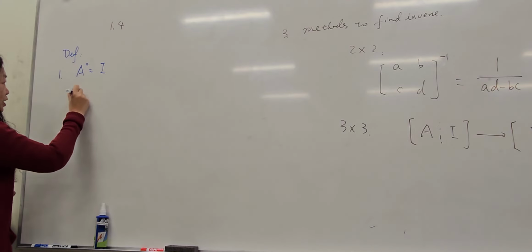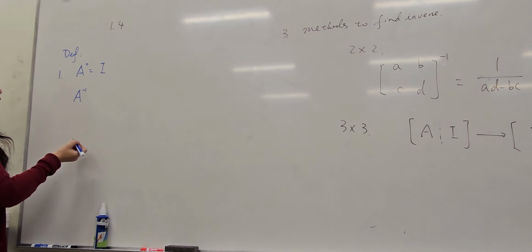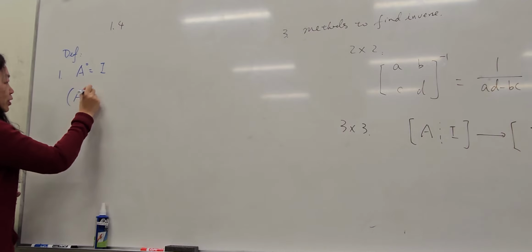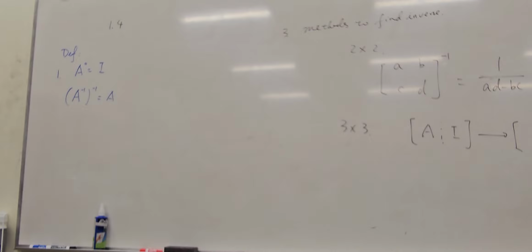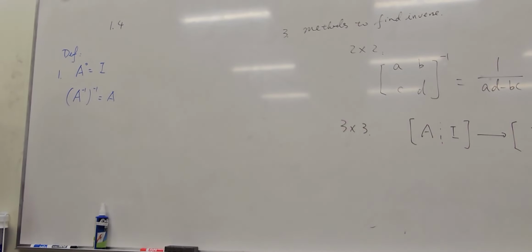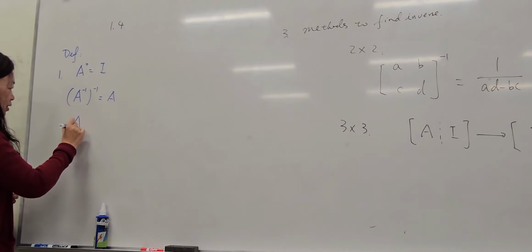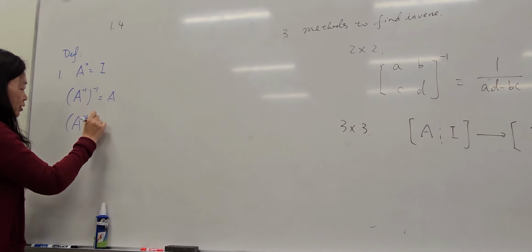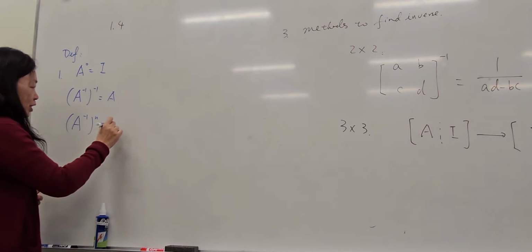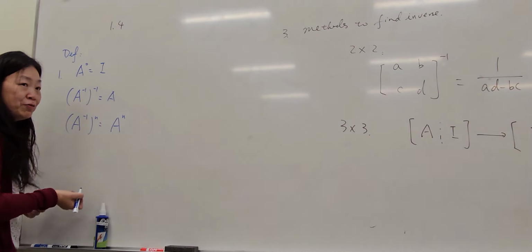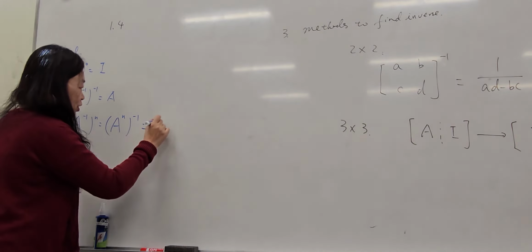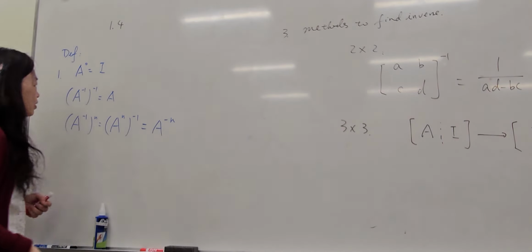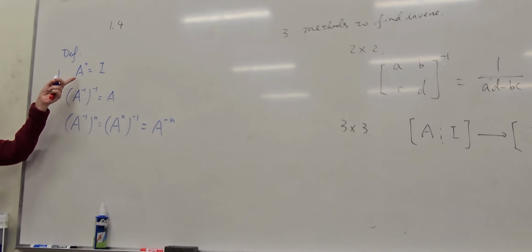It tells you A inverse, okay, to the inverse, it just equals A. Well, your inverse and inverse pair, you just equal yourself. That makes sense to you guys? Okay, and the other one is A inverse to the n power, okay, is equal to A to the n power first and then inverse, okay? And it is also equal to A to the negative n, okay? It comes from the definition, okay?